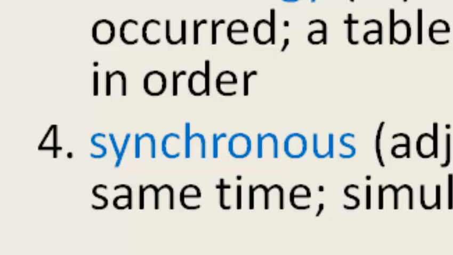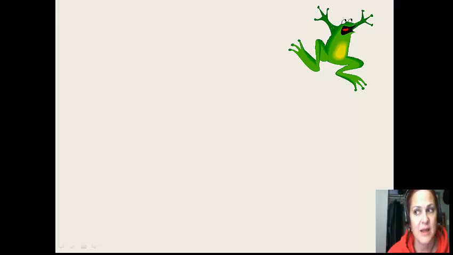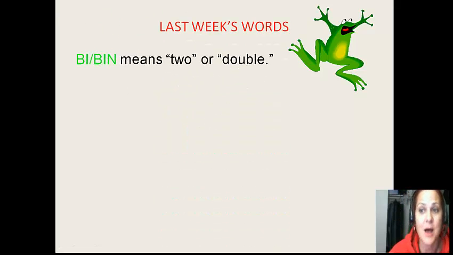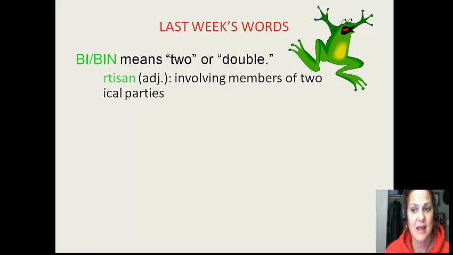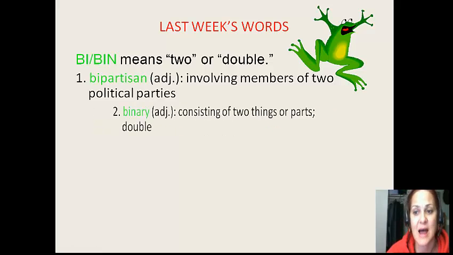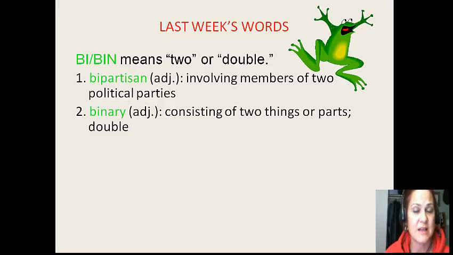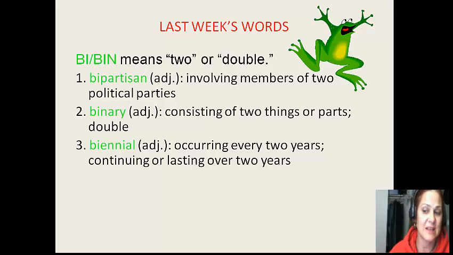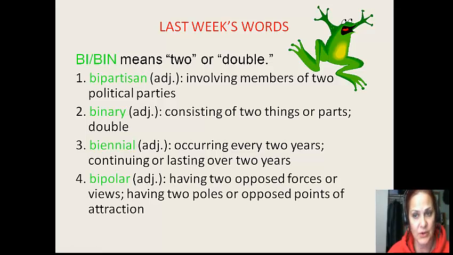Okay, so you're going to combine these 4 new words with your words from last week, which we had the frog with us, so it was bi or bin, 2 or double. So you have bipartisan, involving members of 2 political parties. We had binary, consisting of 2 things, parts or double. We had biennial, occurring every 2 years, continuing or lasting for 2 years. And we had bipolar, having 2 opposed forces or views, having 2 poles or opposed points of attraction. And it's also used, as we know, to describe a mental condition.